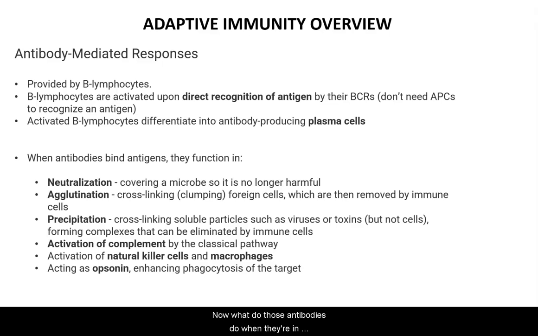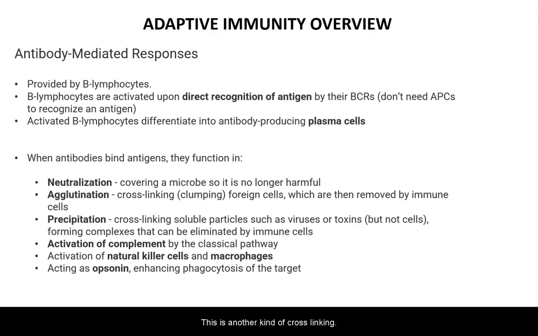Now, what do those antibodies do when they're in the bloodstream? Well, they're going to bind antigens. And when they do that, they can do a number of different things with those antigens. They can neutralize them. So, for example, antibodies might cover up a microbe so that it is no longer harmful. They can be involved in agglutination. This is going to be cross-linking or clumping of foreign cells, which makes them easier to be removed by immune cells. They can be involved in precipitation.